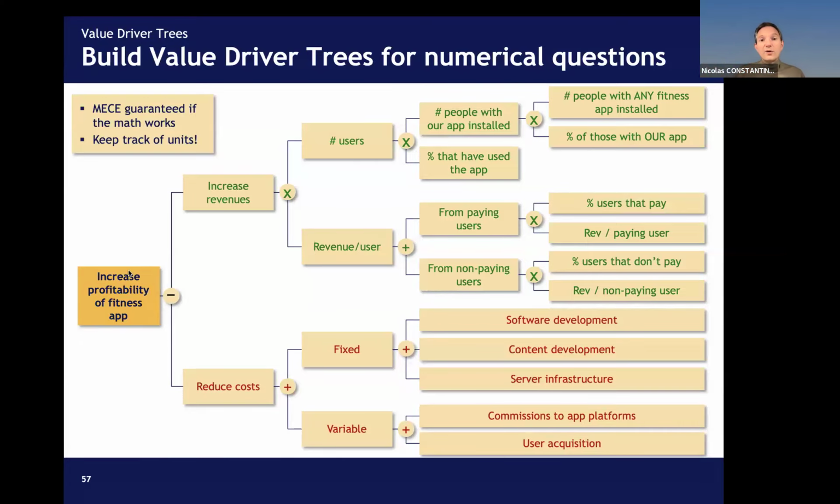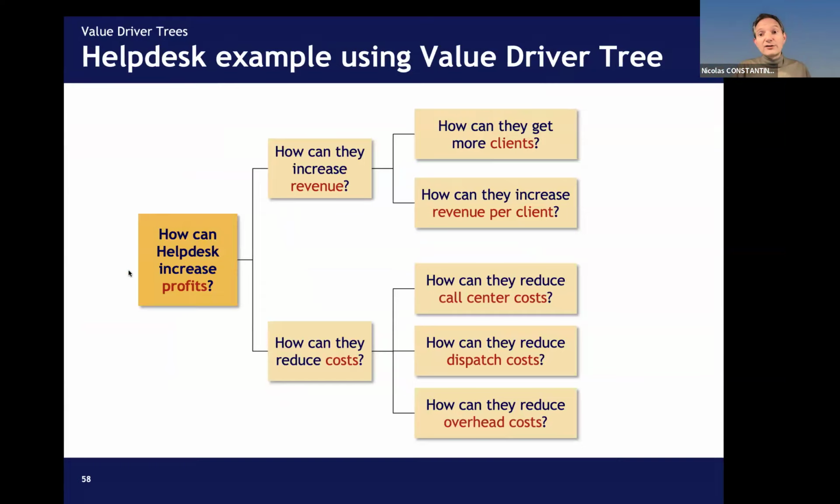In fact, the help desk example that we've been looking at many times was a value driver tree the whole time. I just never showed you the signs. Now I am showing them to you, but it was a value driver tree the whole time. Again, when the math is correct, the structure is logically tight. It might not be a good reflection of how the world works, but it's at least logically tight. Any questions about value driver trees?